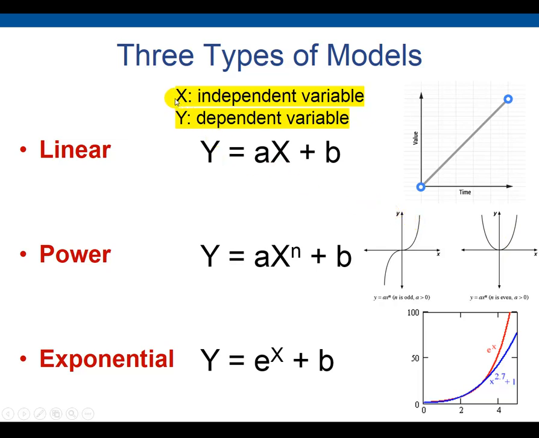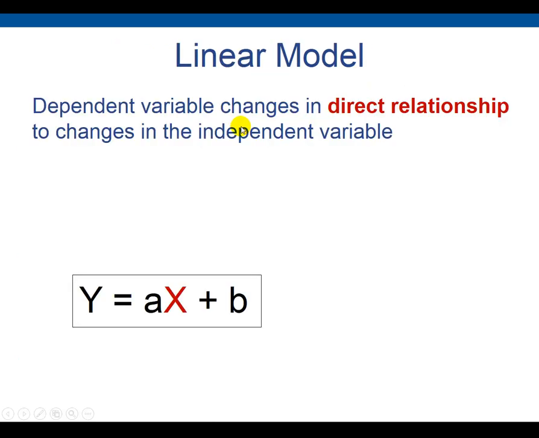And you have to understand this concept. X always indicates the independent variable. Y indicates the dependent variable. So today we will look at the linear model. This is a very simple linear model, showing the direct relationship between x and y. There is a coefficient a and the intercept b.